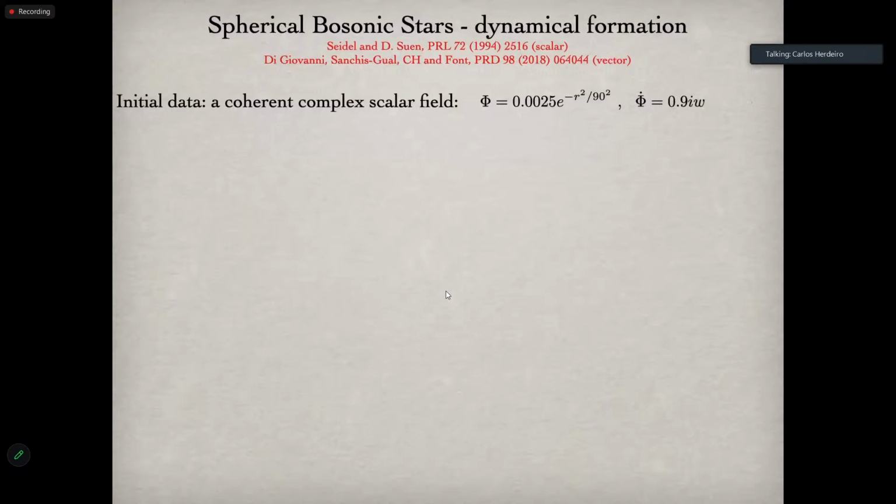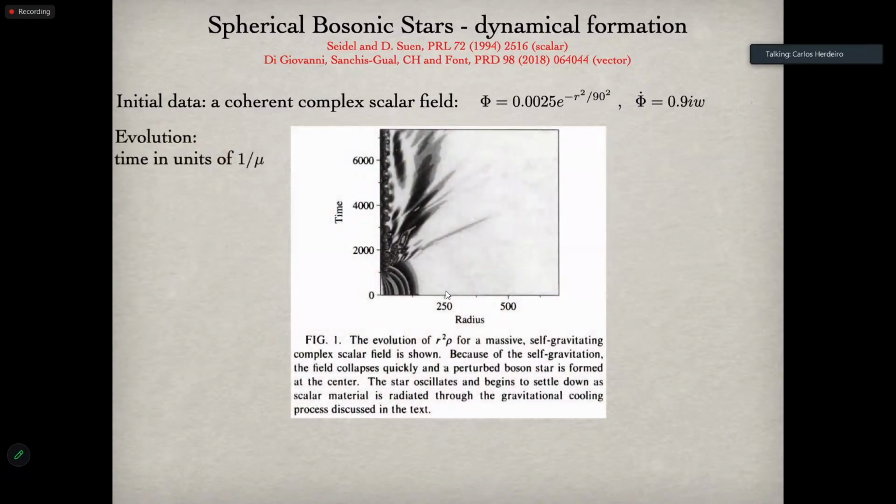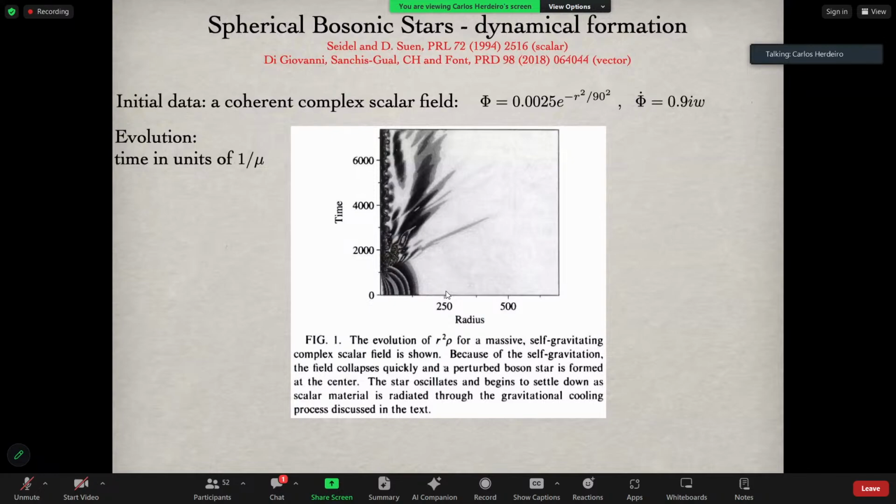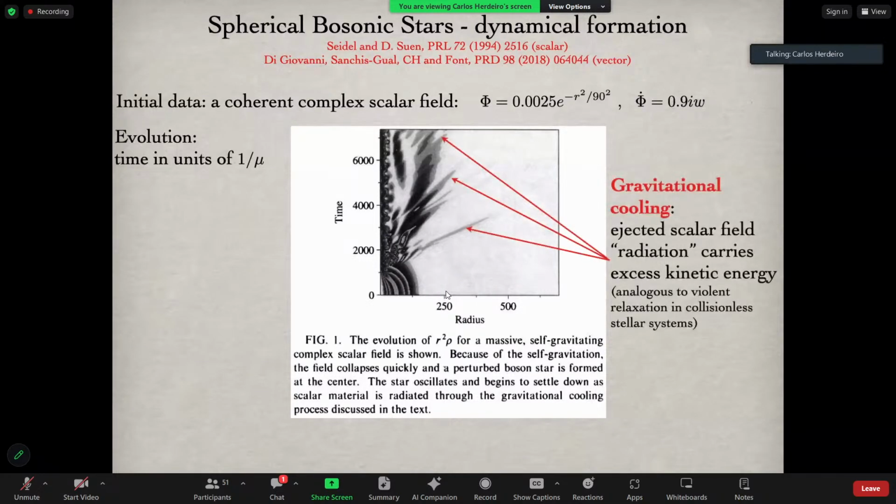That's very important. So here's the classical illustration by Seidel and Suen from the 1990s. This is for the case of the scalar stars, but that has been repeated for vector stars. You start with a coherent complex scalar field with a Gaussian distribution. And one observes that under its own weight, this field, the scalar or the vector field, collapses. It's an incomplete collapse. You don't form a horizon. But accompanying this incomplete gravitational collapse there is a relaxation mechanism that has been called gravitational cooling.